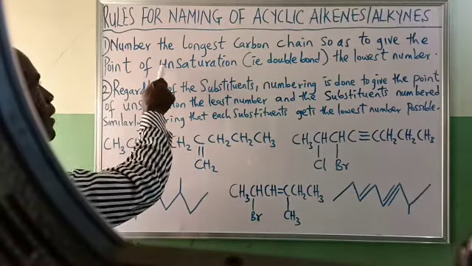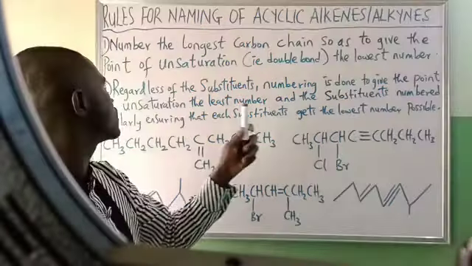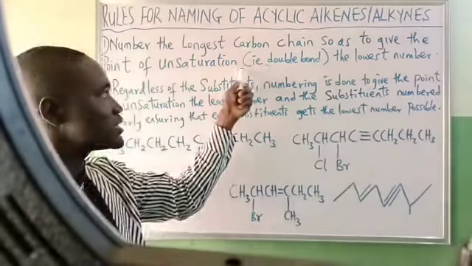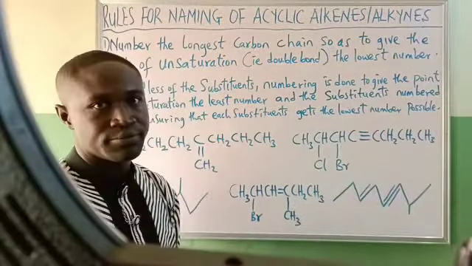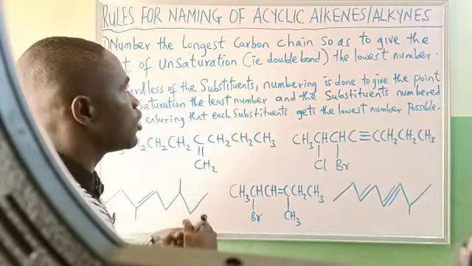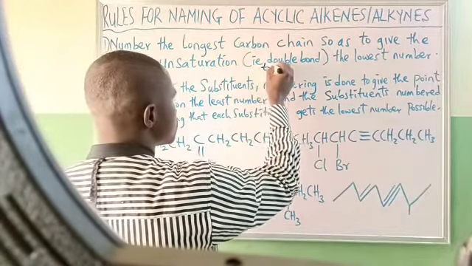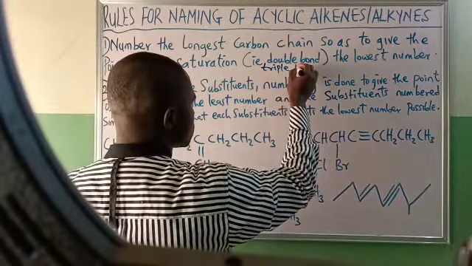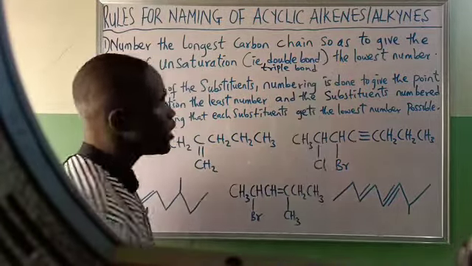First rule: number the longest carbon chain so as to give the point of unsaturation, that is the double bond or triple bond, the lowest number.